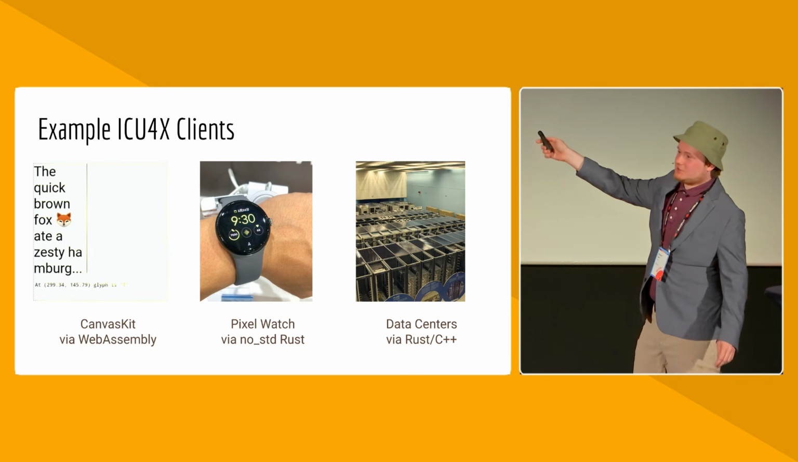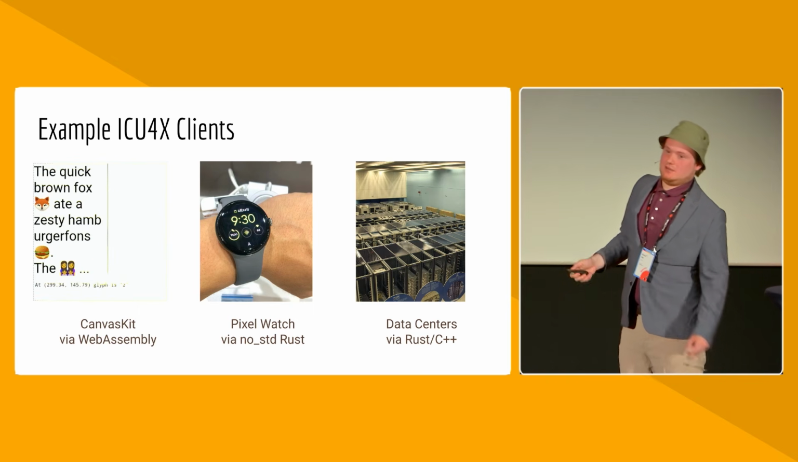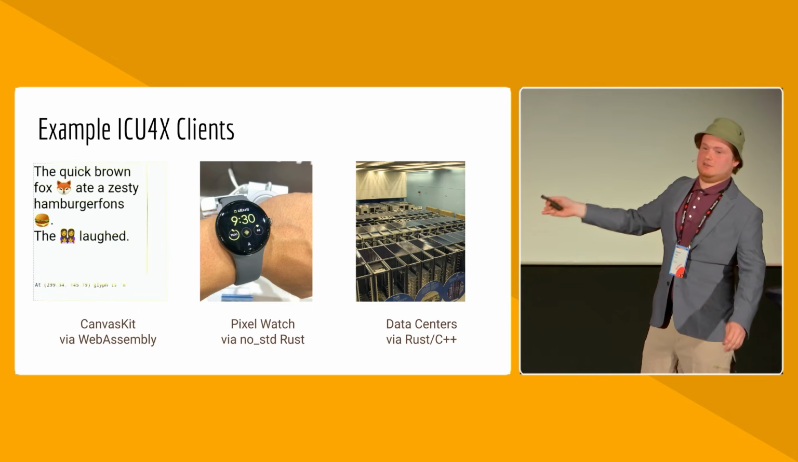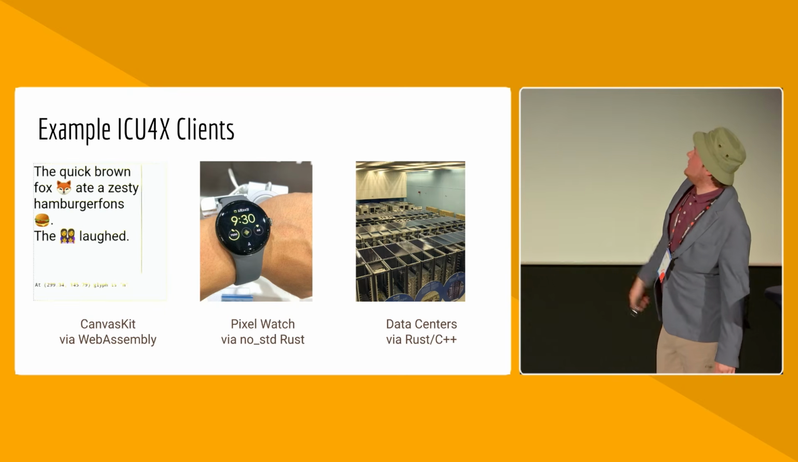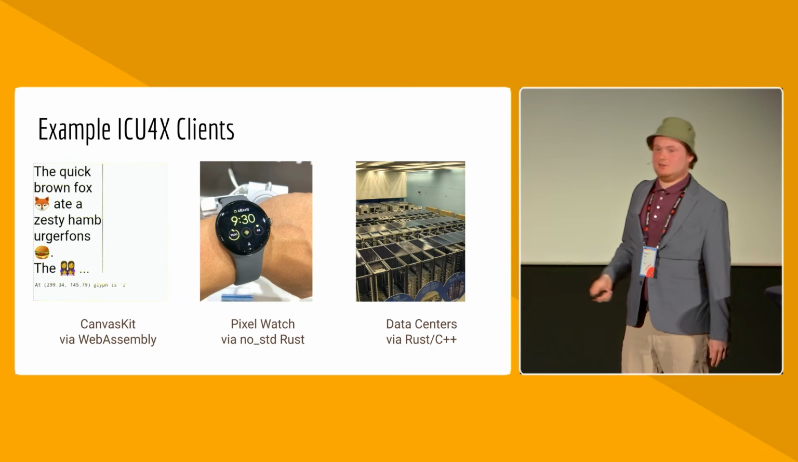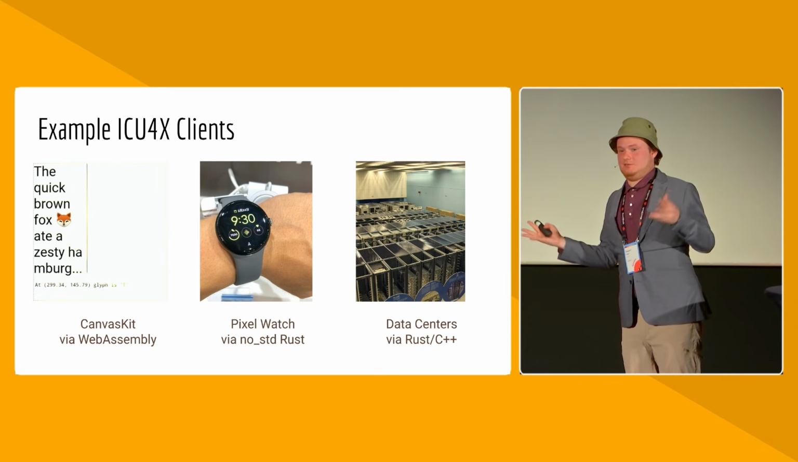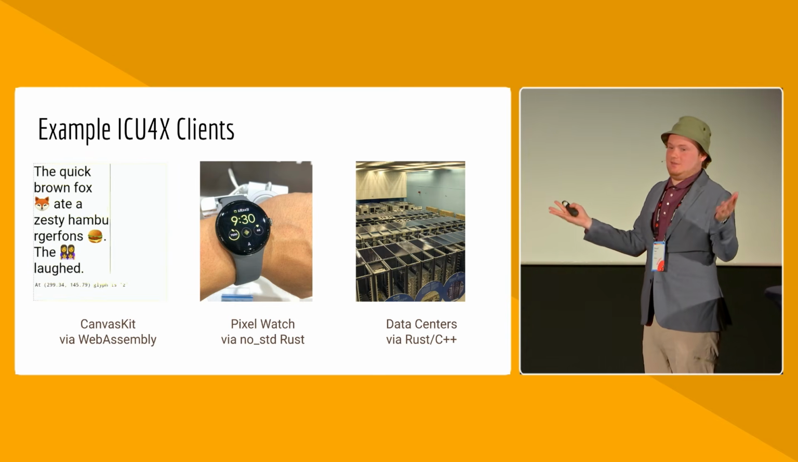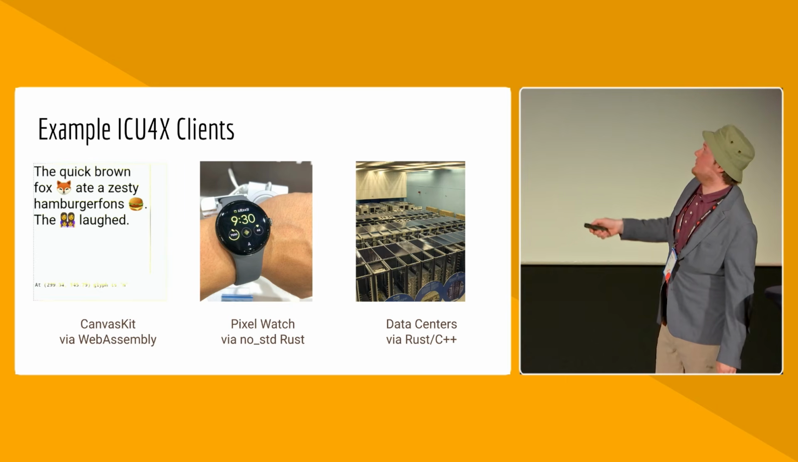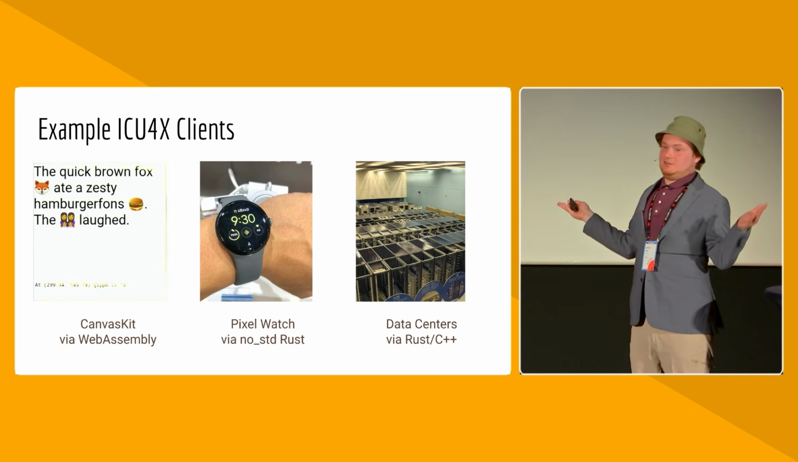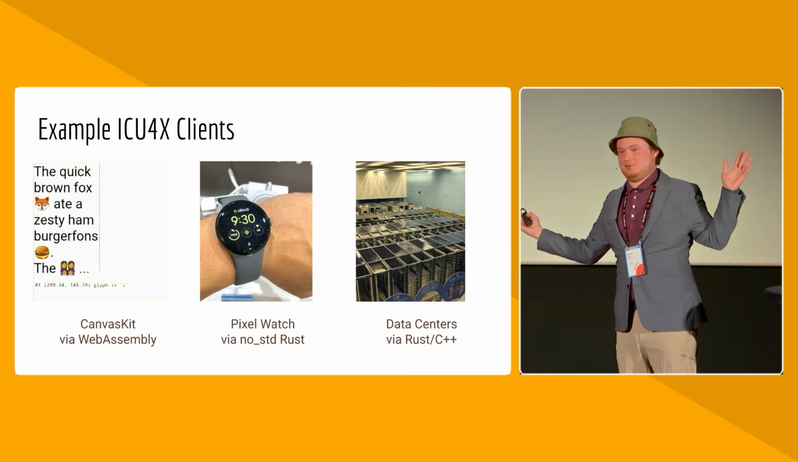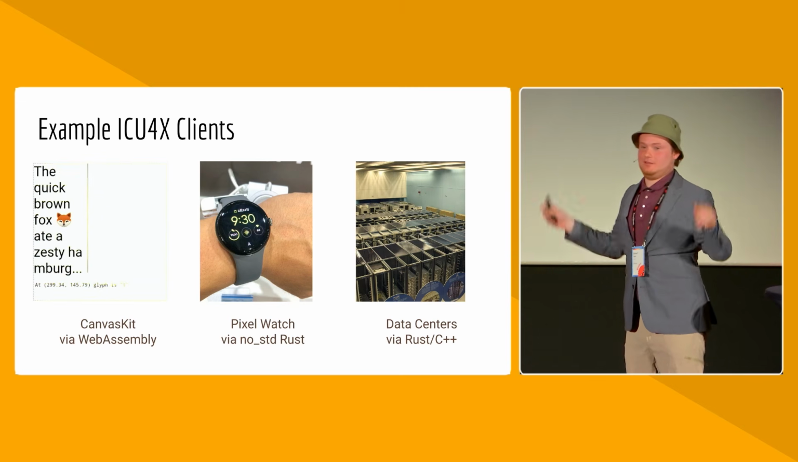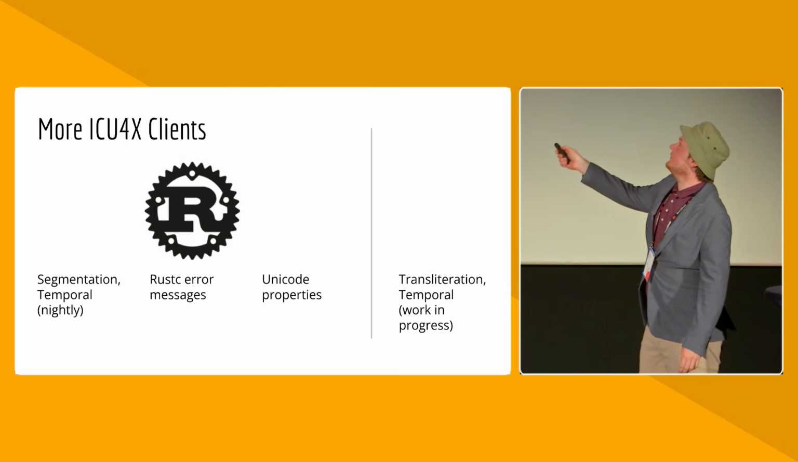We're on the Pixel Watch. If you happen to have a Pixel Watch in ambient mode, ICU4X is what's rendering your times and dates and heart rates and things like that. On the right side, we run in data centers. We help make internationalization more efficient in data centers as well. It's mind-boggling the scale: when you have a core library that gets half as big as the previous one, you can save a mind-boggling amount of compute resources.